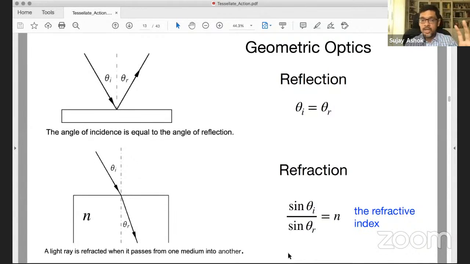So is this clear? I hope you're familiar with this. Otherwise, just take it for granted that these are the two laws. Hopefully you've seen this in school somewhere.